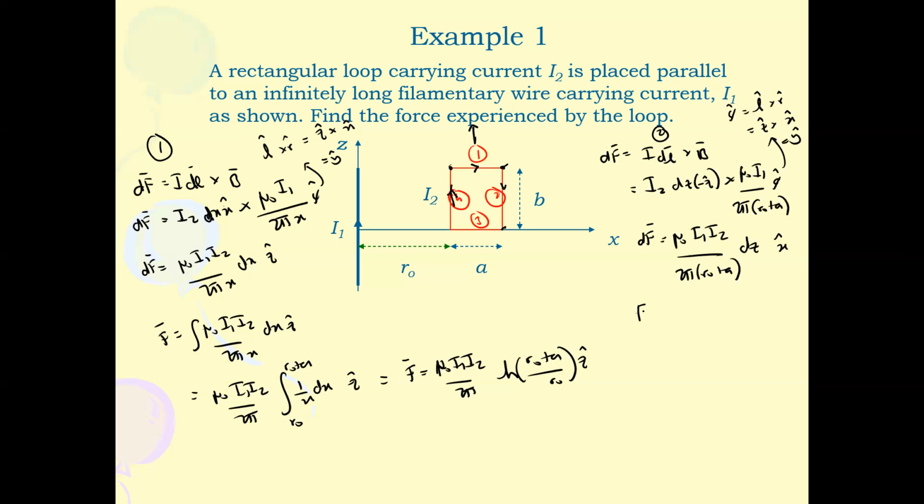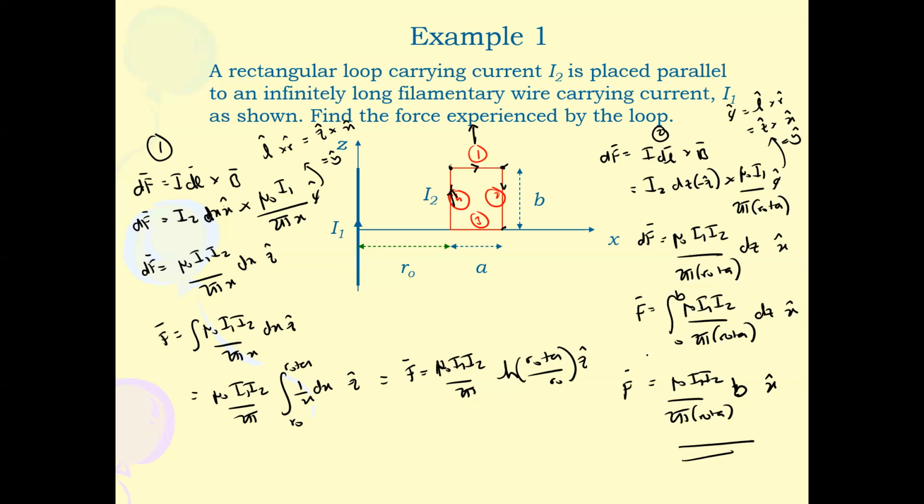Okay, so F, the total force on side number 2, will be the integration of dF, which is the integration of mu naught I1 I2 over 2 pi (R naught plus A) dz in the x direction. That will give us the z range, which is from 0 to B. So you have mu naught I1 I2 over 2 pi (R naught plus A) times B in the direction of x. Okay, that should be the force experienced by side number 2.